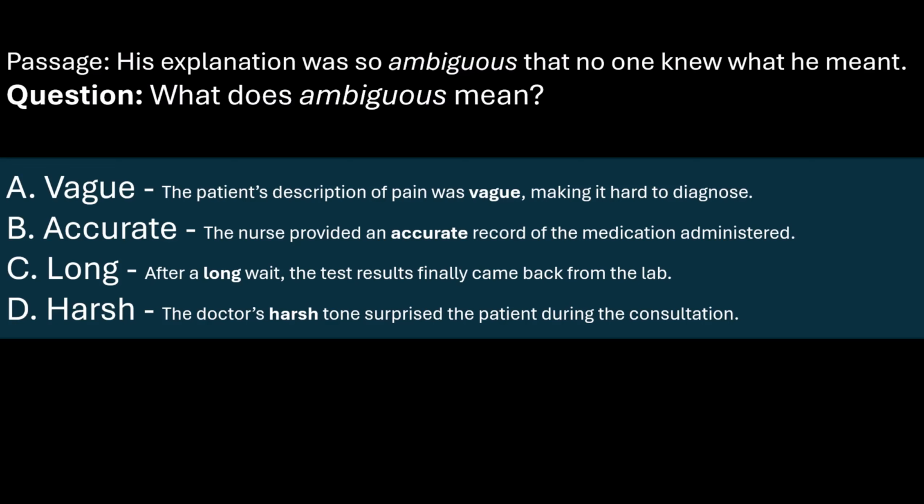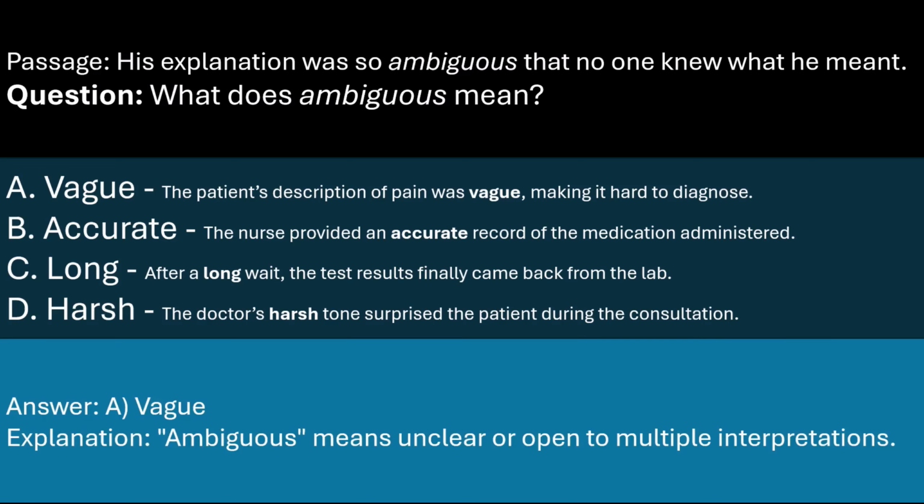So I think the vague will be the right answer. Let's see. Yes, the answer is vague. Ambiguous means unclear and open to multiple interpretations. So let's see another passage. This is the last passage, I think so.